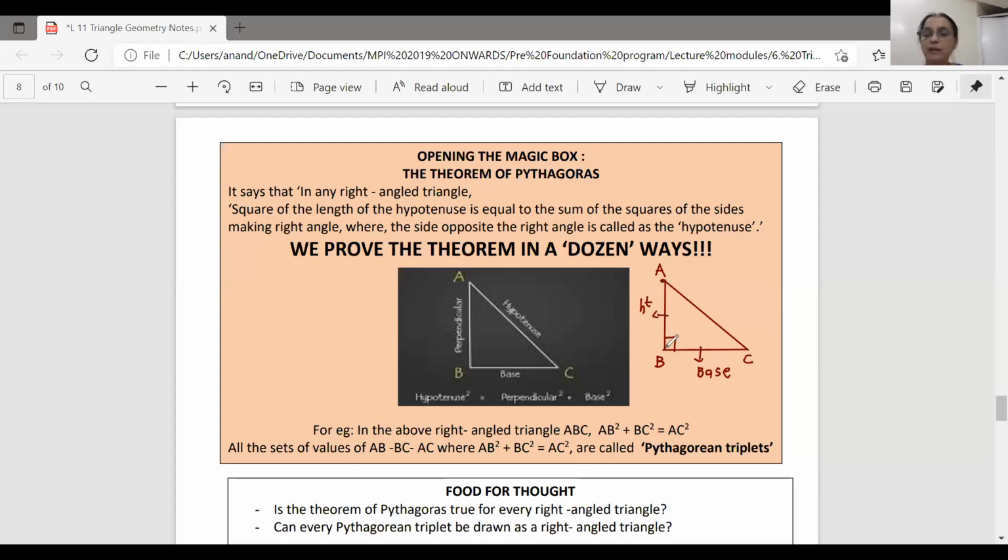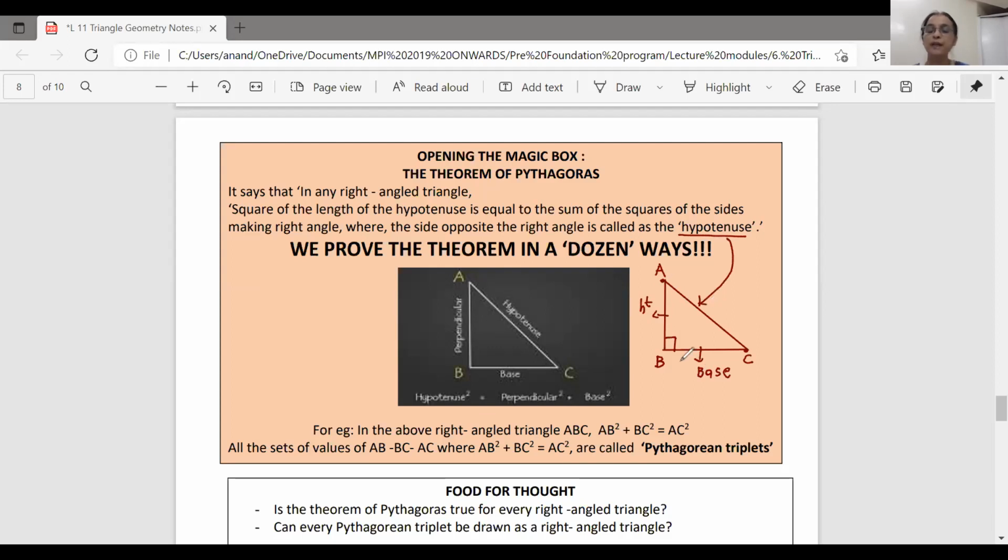Even this is the height of the triangle, because if I draw a perpendicular from C, it will be nothing but CB. So there are two heights of right angle triangles which are also the sides of right angle triangles. I can choose to call one of them the base and the other the height. And the third side, which is opposite the right angle, is called the hypotenuse. This is a very specific term that we use for the side opposite the right angle.